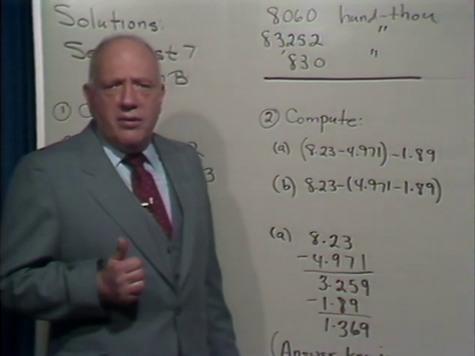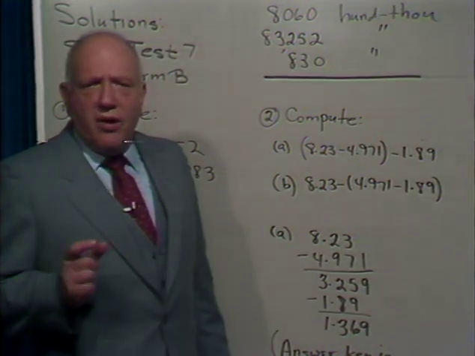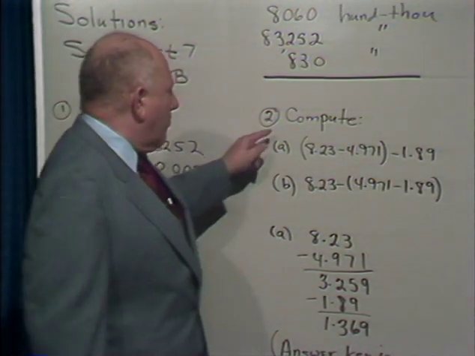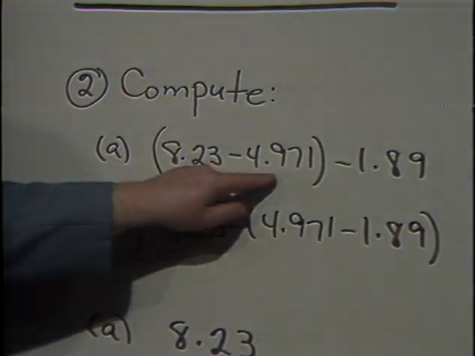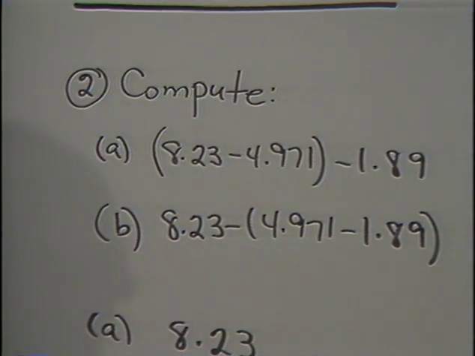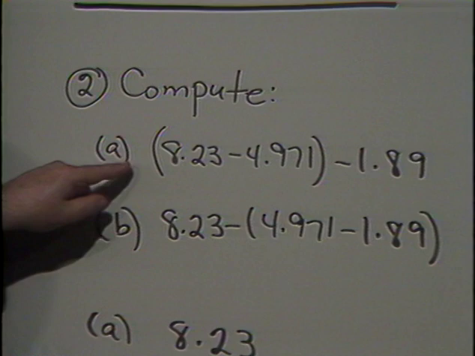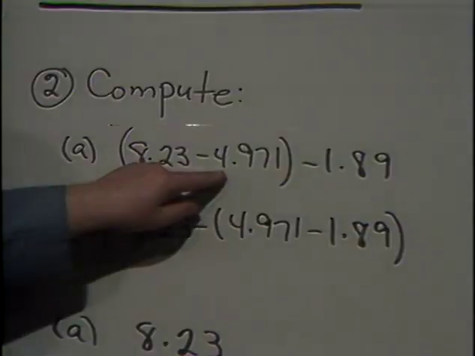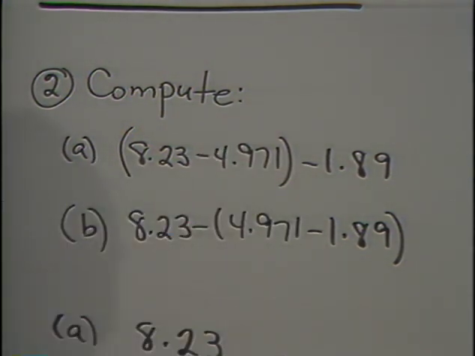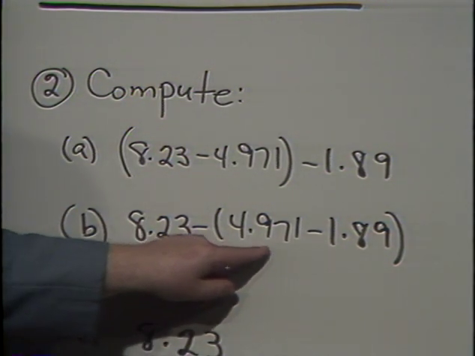And just as with whole numbers, subtraction of 3 or more numbers requires grouping symbols. So problem number 2 gives you the 3 decimals, 8.23, 4.971, and 1.83, and simply groups them differently as we subtract. See, problem A says, take 8.23, subtract 4.971, and then from that answer, subtract 1.89. B says, first subtract the 1.89 from 4.971.